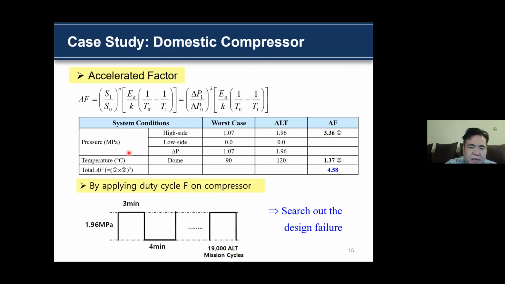3.4. And the worst case of dome temperature is 19, accelerated 120. And the calculated acceleration factor is 1.4. Totally, the acceleration factor is 4.6. By applying a duty cycle, we can search out the design failure.